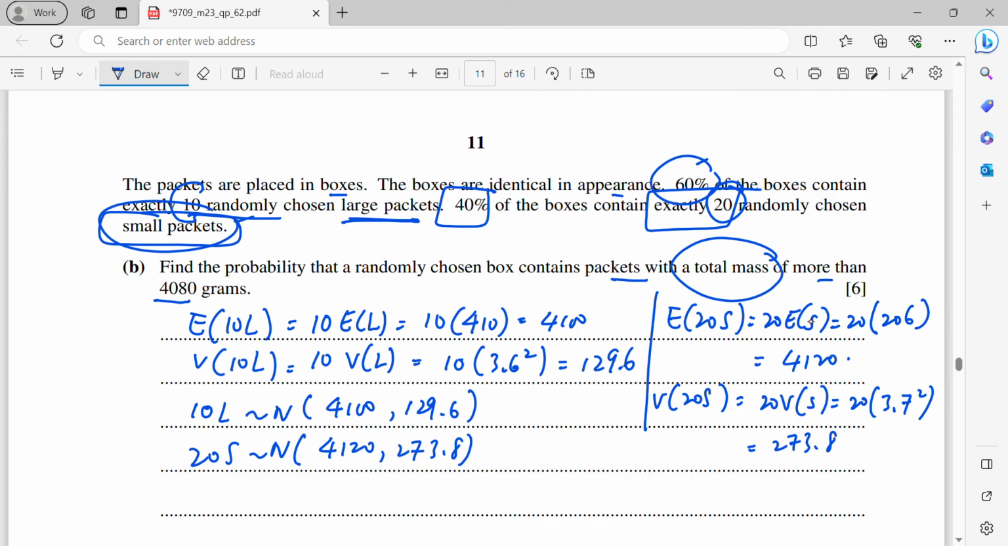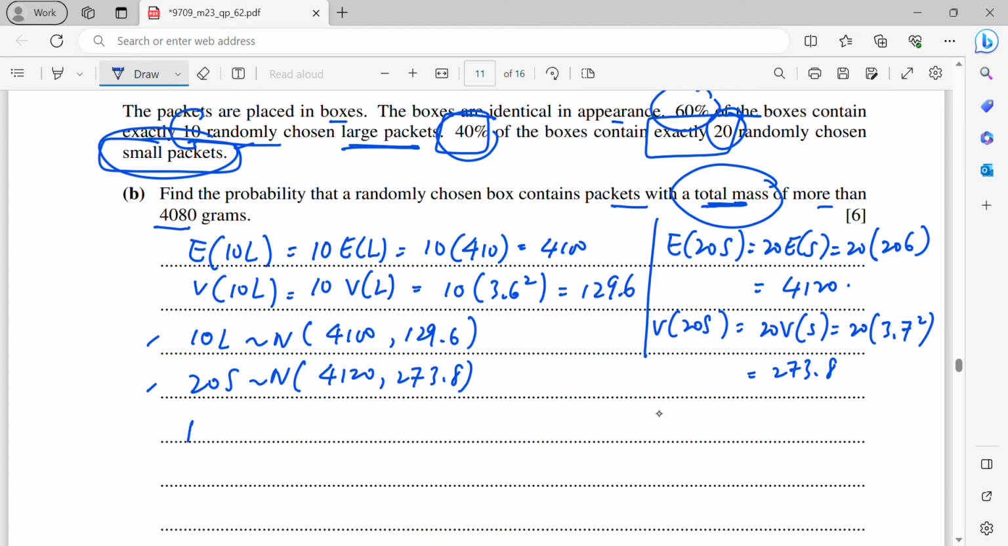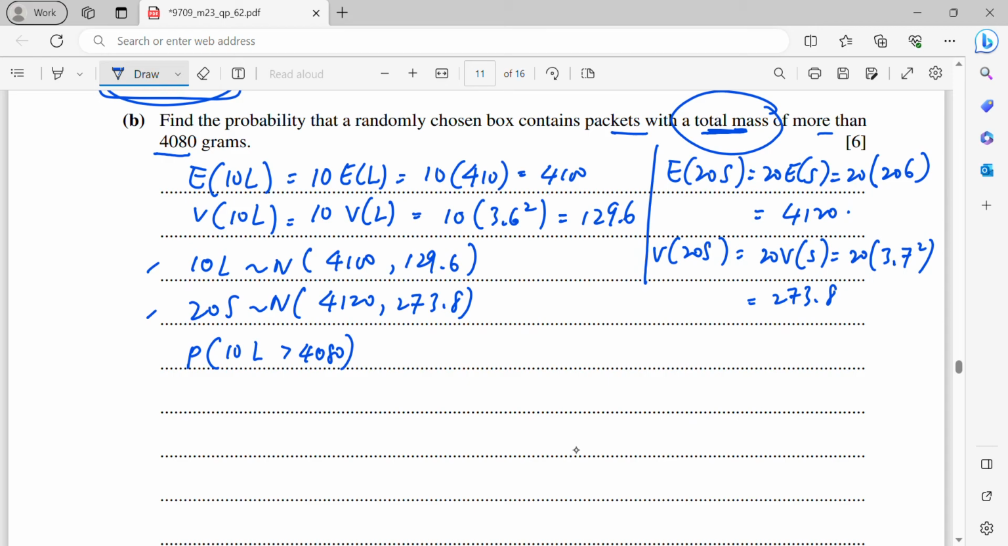Now, it's mentioned that the total mass is more than 4080 grams. So from here, I need to count the probabilities that either 10L or 20S is greater than that value first. Then only I consider this 40% and 60%. So now I need to count P(10L greater than 4080), meaning the total mass of the large packets. Since I have formed the distribution here, standardize it using the corresponding distribution.